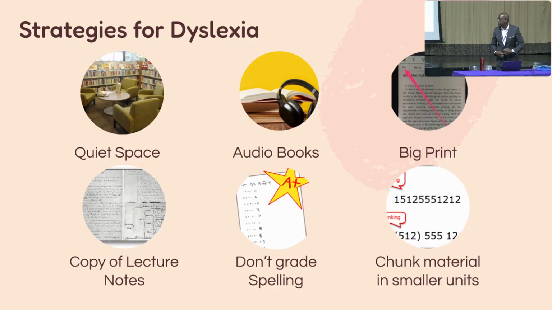So here are some strategies for dyslexia. Quiet space, which helps with distractions, because a student with a disability is easily distracted. Audio books. Why audio books? Because I don't have to focus on reading and comprehending. I can listen to the information and create a visual image of what the story is telling me.